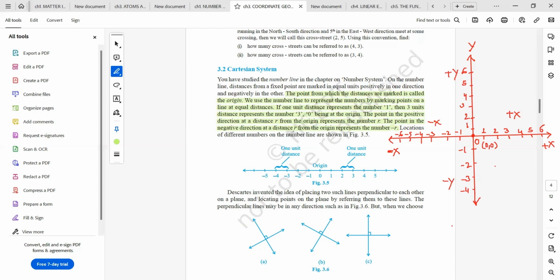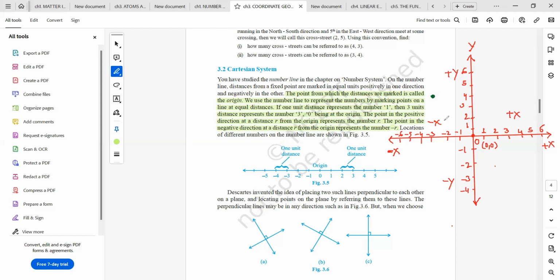Yes, ma'am. Okay, so suppose I show you a point. Say this point. I have a point lying here. So what will be the coordinates of this point? Can you tell me roughly the coordinates for this point? 4, -3. I mean, first, -3, 4.